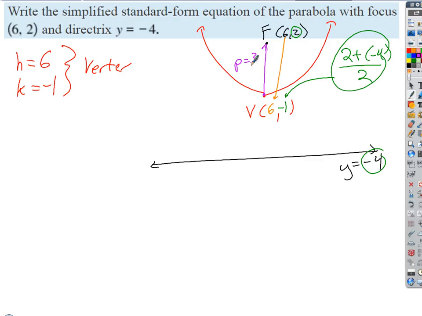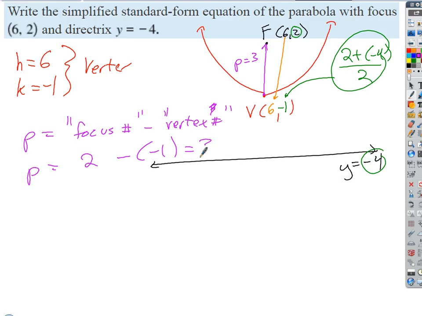If you want to think about it this way, and I think the picture is the best way, but if you want to think about it this way, p is always going to be the focus number minus the vertex number every time, right? And in this case, we're talking about y numbers, aren't we? So in this case, p would be, the focus number is 2 minus negative 1, which is 3. But I think it's almost easier just to get it from the graph. Either way, though. Okay.